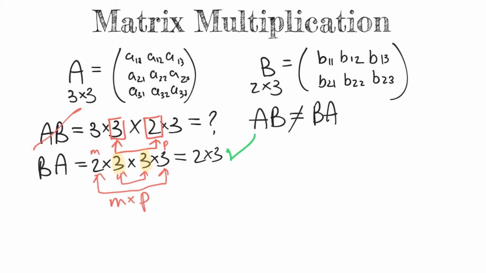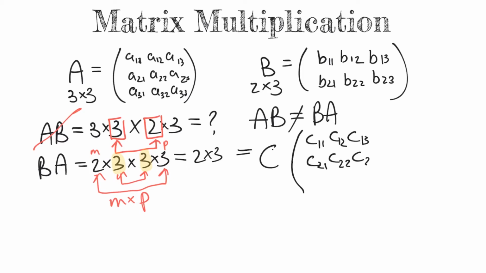So how do we multiply matrix B by matrix A? We're going to get a matrix C, which has, as we've previously mentioned, 2 rows and 3 columns. That's 6 elements total: C11, C12, C13, and C21, C22, and C23.